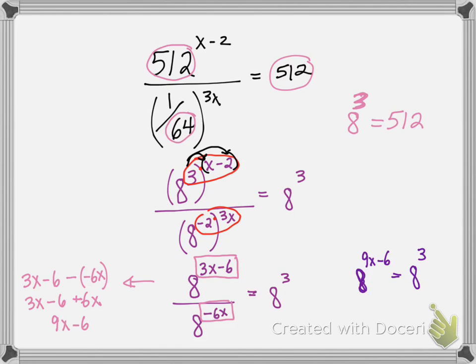Now that the bases finally match, all I have to do is set the exponents equal to each other. So I set 9x minus 6 equal to 3. So 9x minus 6 is equal to 3. So I need to add 6 to both sides. So I get 9x is equal to 9. And if I divide both sides by 9, I get x is equal to 1.